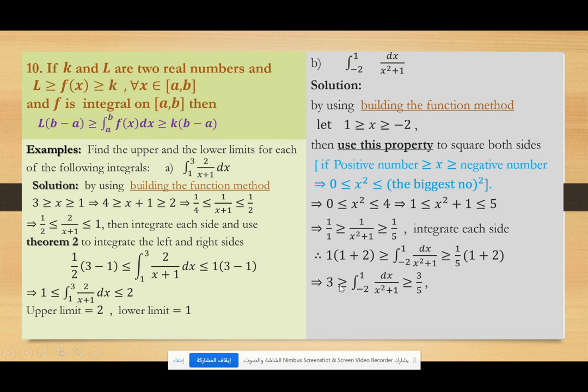3 is bigger than or equal to the integration from negative 2 to 1 of dx over x squared plus 1, bigger than or equal to 3 over 5. So this is the upper term and this is the lowest term. The upper limit is 3 and the lower limit is 3 over 5.